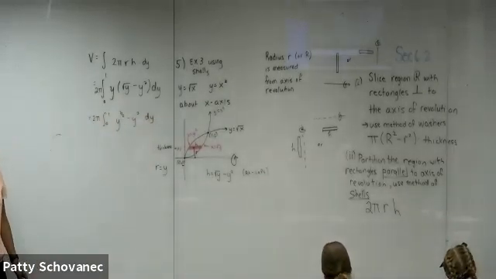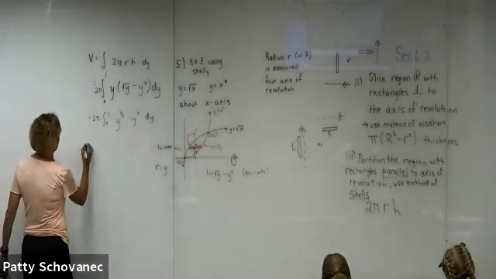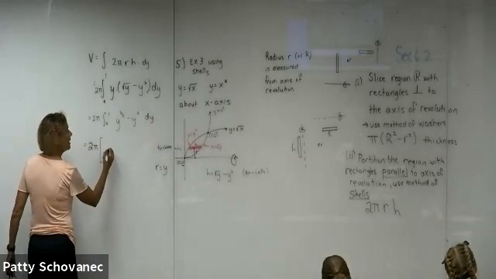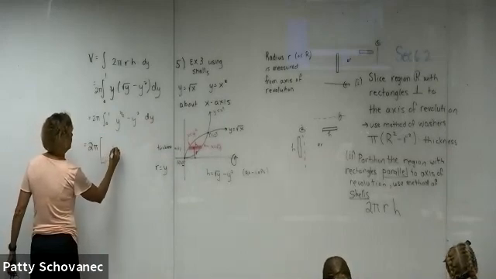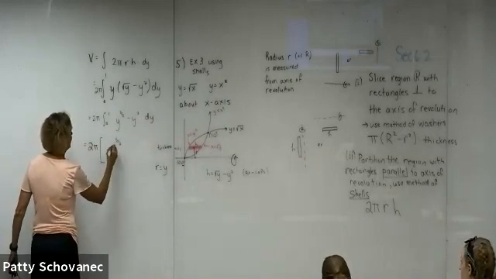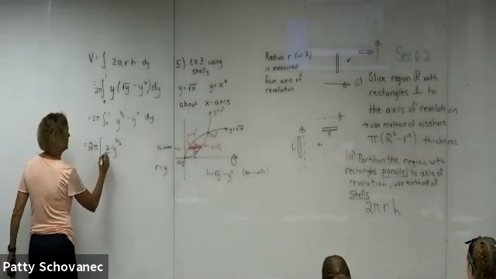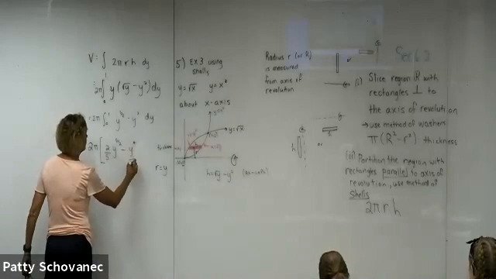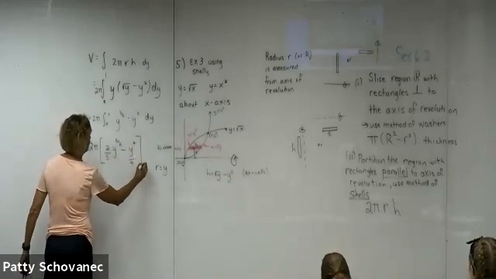Now I can integrate them by adding 1 to the power, dividing by the new power. The 2 pi out front. Let's see, 3/2 plus 2/2 is 5/2. Divide by 5/2 puts a 2/5 right here. Minus y to the 4th over 4. Evaluated from 0 to 1.